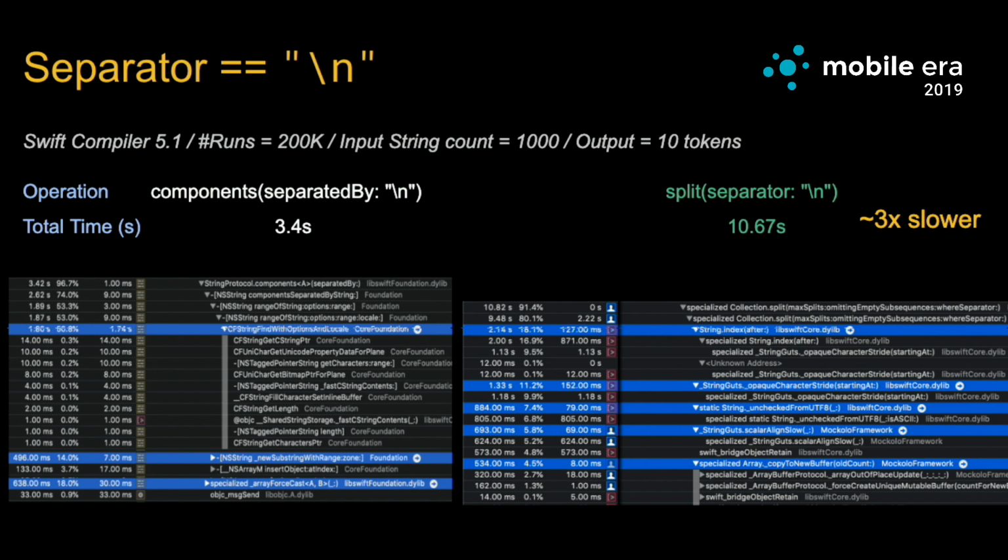The split function takes about 10 seconds, 3 times longer than the components function. The split function spends most of its time calculating string indices. Once again, the culprit is the string index handling. This index update function is called in a loop and makes several internal calls, such as character stride, scalar align, and so on. In contrast, the function on the left is faster, even though it also walks over the entire string. But as we just saw earlier, this makes use of optimized structures and APIs for fast access.